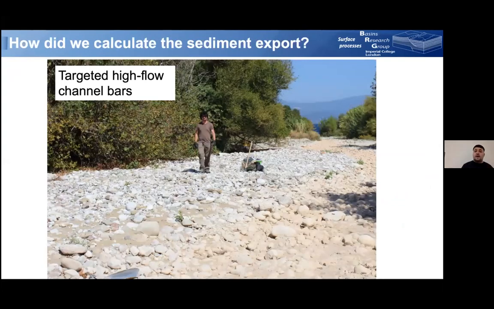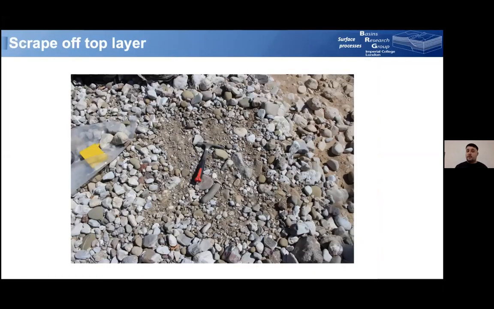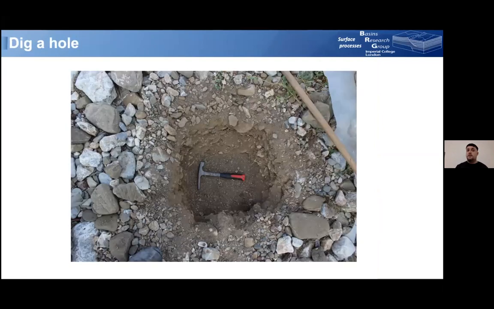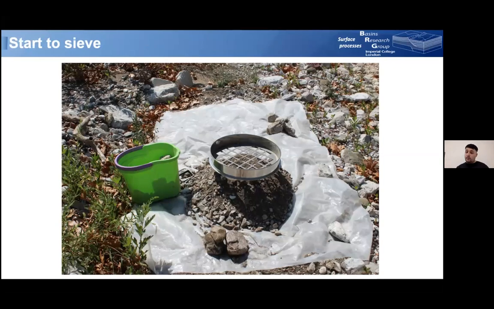So first off, how did we actually calculate the sediment export? Well, we targeted high flow channel bars. Here we have Sam Brook modeling one quite nicely. We then scraped off the top layer to remove any winnowing effects, dug a hole, and sieved what was in the hole. Now this constrains the full weighted grain size distribution, and by digging a hole, you actually time average the sediment. So it's encompassing several events, it's not just an instant data point.